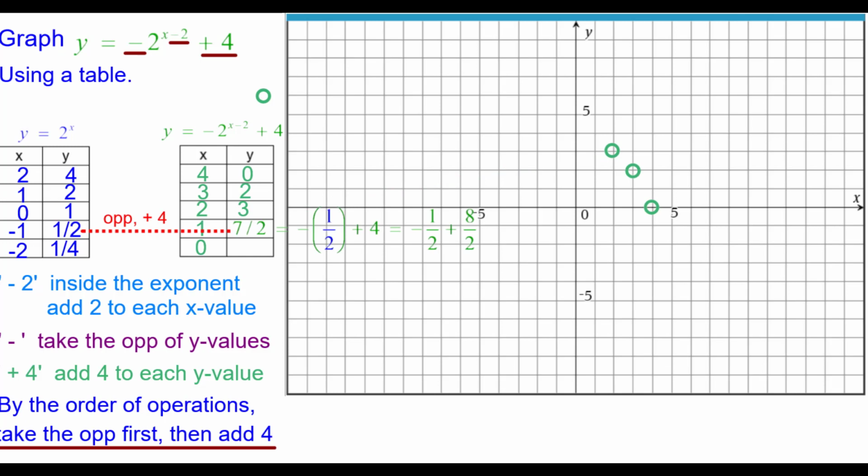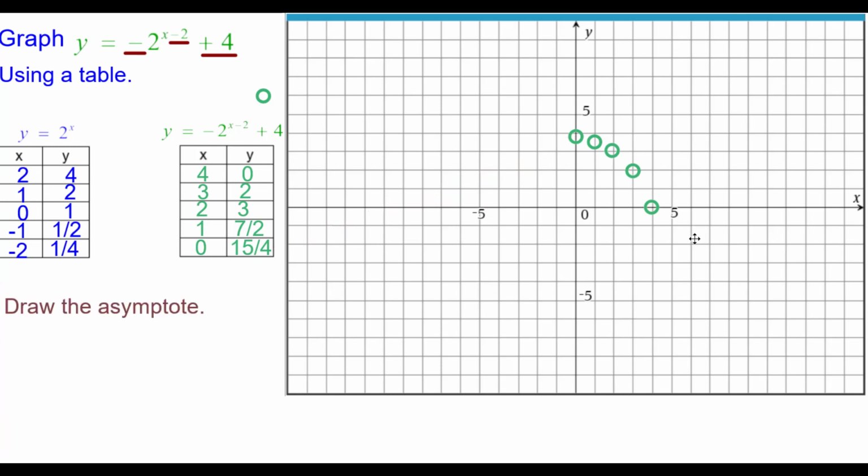The opposite of a half is negative a half plus 4, which we'll think of as 8 halves. So that would be 7 halves. So over 1 up 3.5. And the opposite of 1/4 plus 4, which we'll think of as 16/4, would be 15/4. So 0, 15/4, which would be our y-intercept.